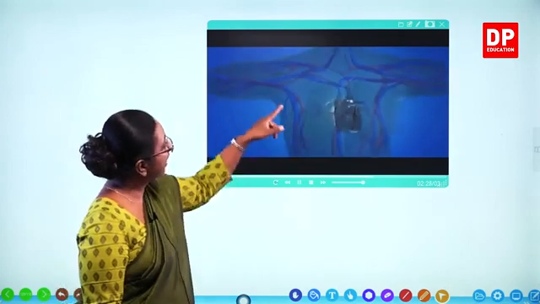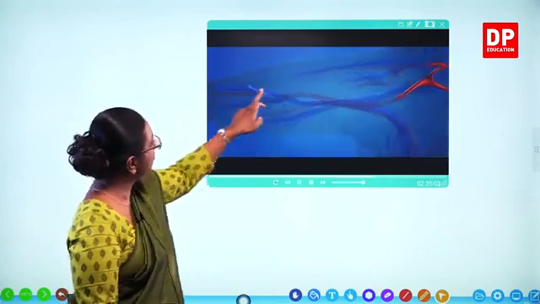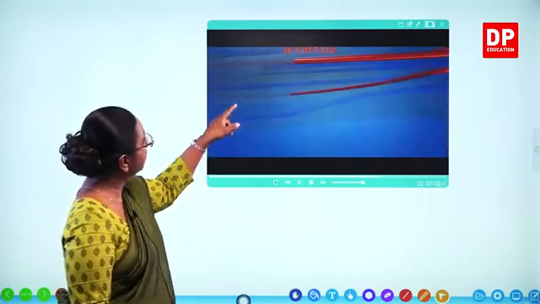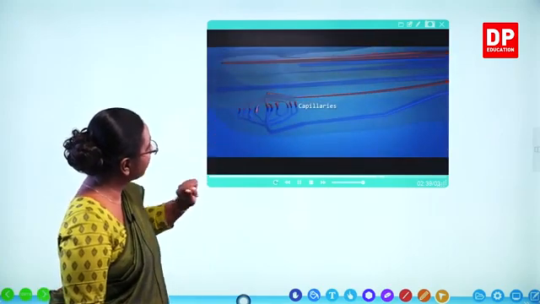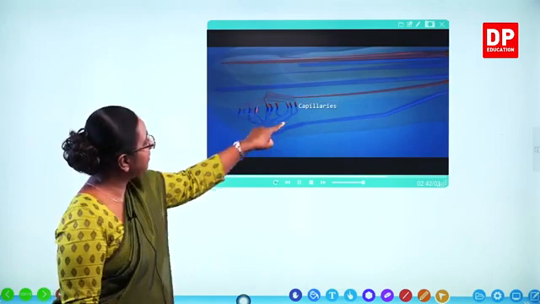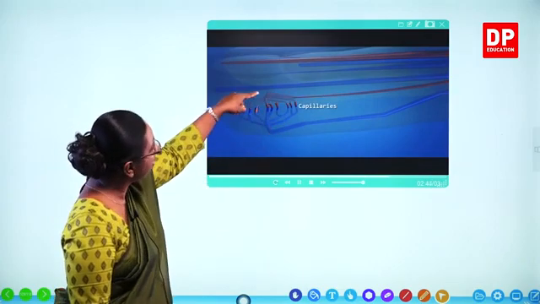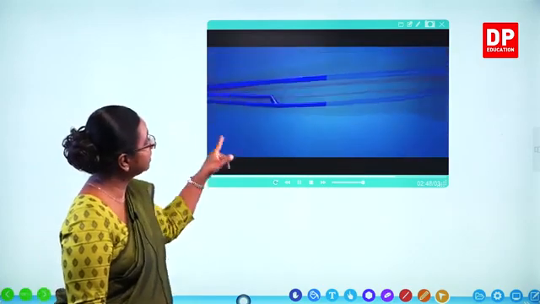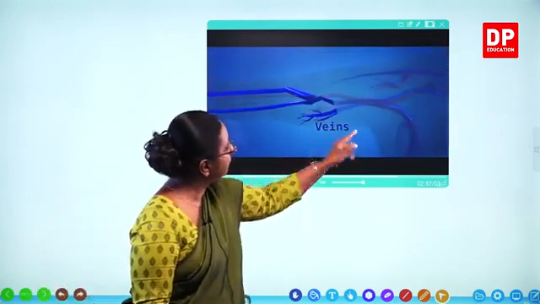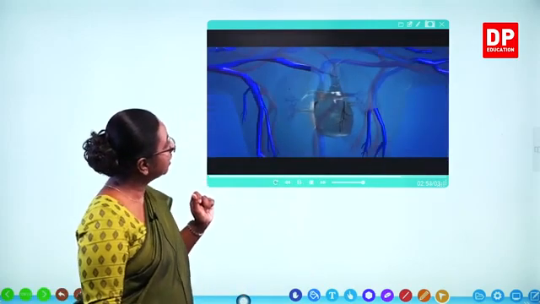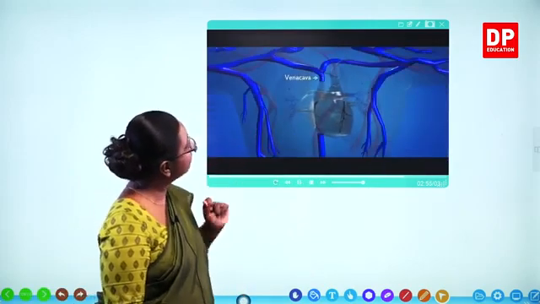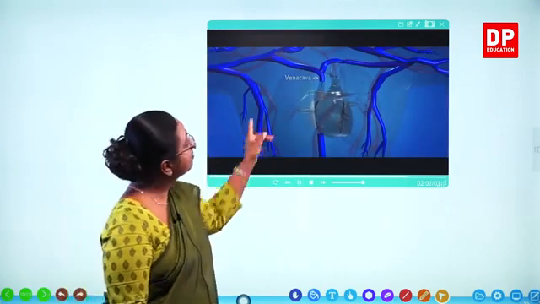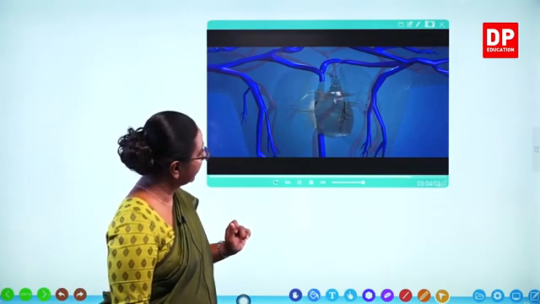Then of course you can see how blood will flow through the arteries, the arterioles, then the arterioles will form the capillaries. Here you can see a capillary network in the organ. From the capillaries it becomes the veins thereafter. Now the veins bring the blood back to the heart. Here you can see the vena cava, the superior vena cava and the inferior vena cava bringing the blood back to the heart.